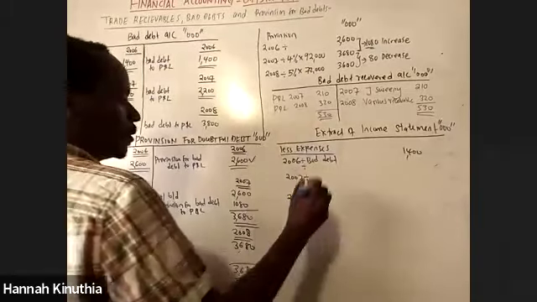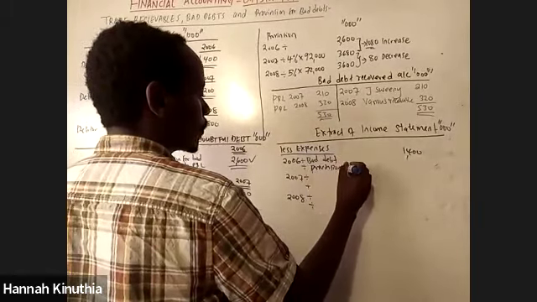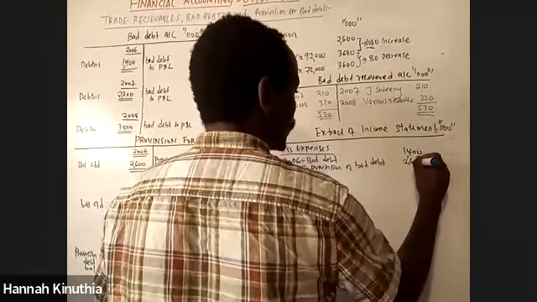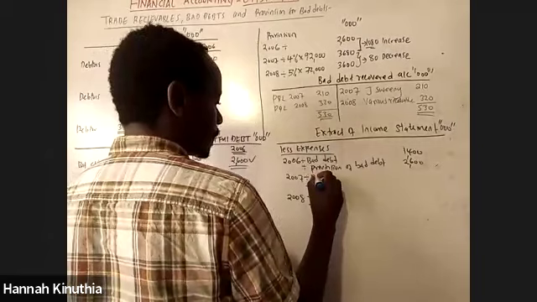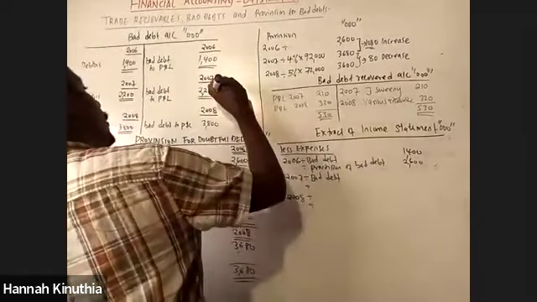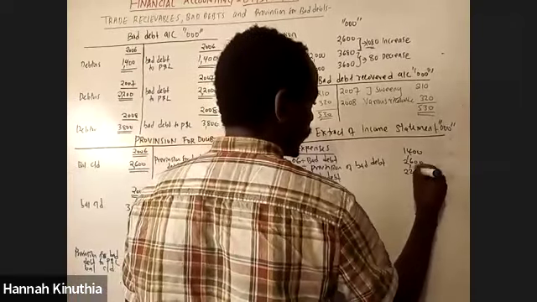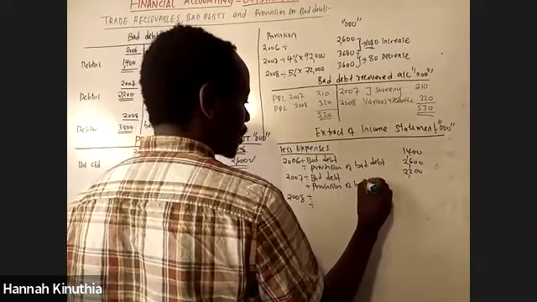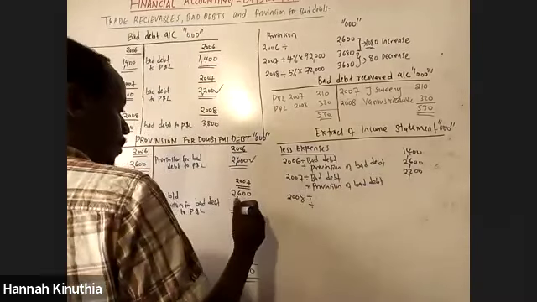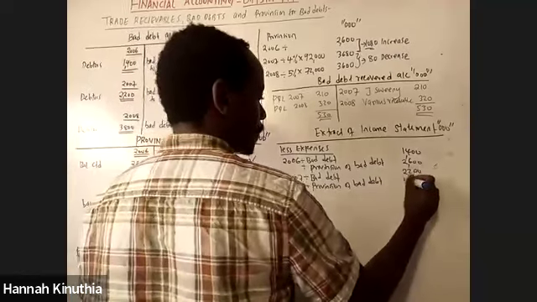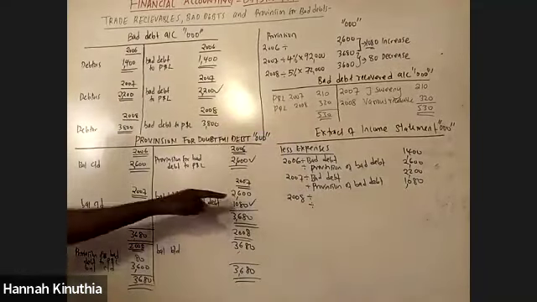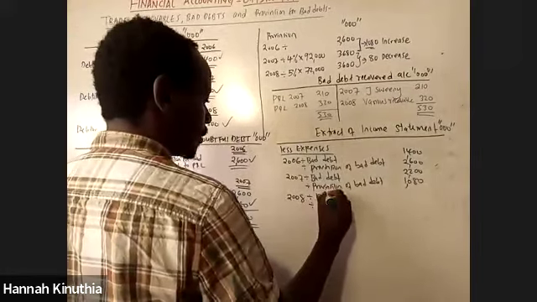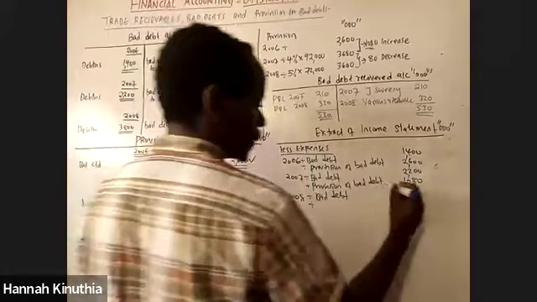Then you have a provision of bad debt of 2,600. 2007, you have a bad debt of 2,200. And then you have a provision of bad debt. Provision of bad debt, where is it? Here, 1,080. You see it there. Then 2008, we have a bad debt of 3,800.